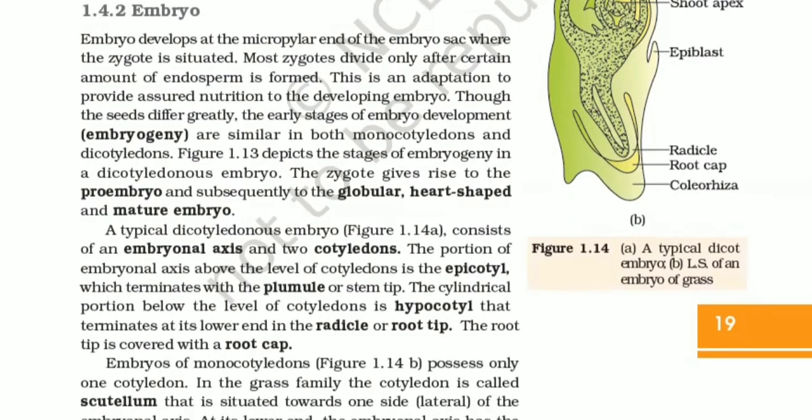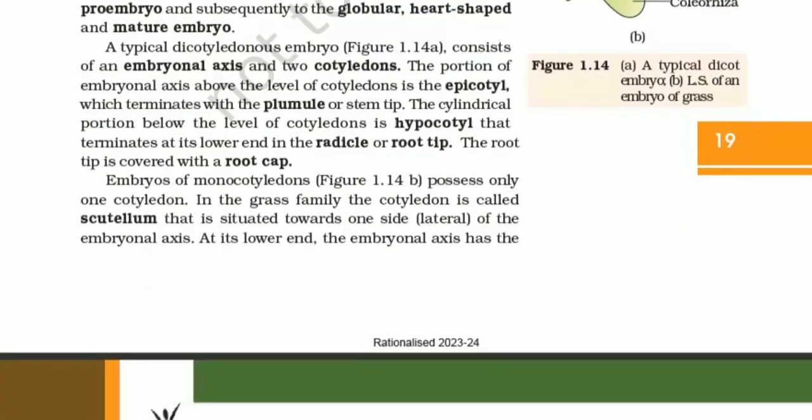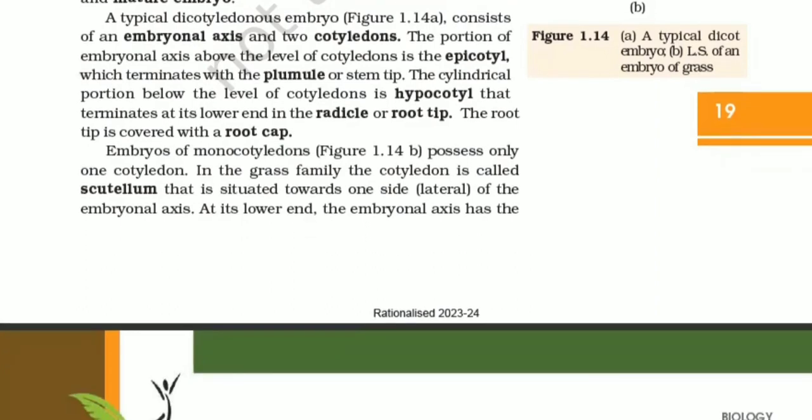The zygote gives rise to the proembryo and subsequently to the globular, heart-shaped and mature embryo. A typical dicotyledonous embryo, as shown in figure 1.14a, consists of an embryonal axis and two cotyledons. The portion of the embryonal axis above the level of cotyledons is the epicotyl, which terminates with the plumule or stem tip. The cylindrical portion below the level of cotyledons is the hypocotyl, that terminates at its lower end in the radicle or root tip. The root tip is covered with a root cap.